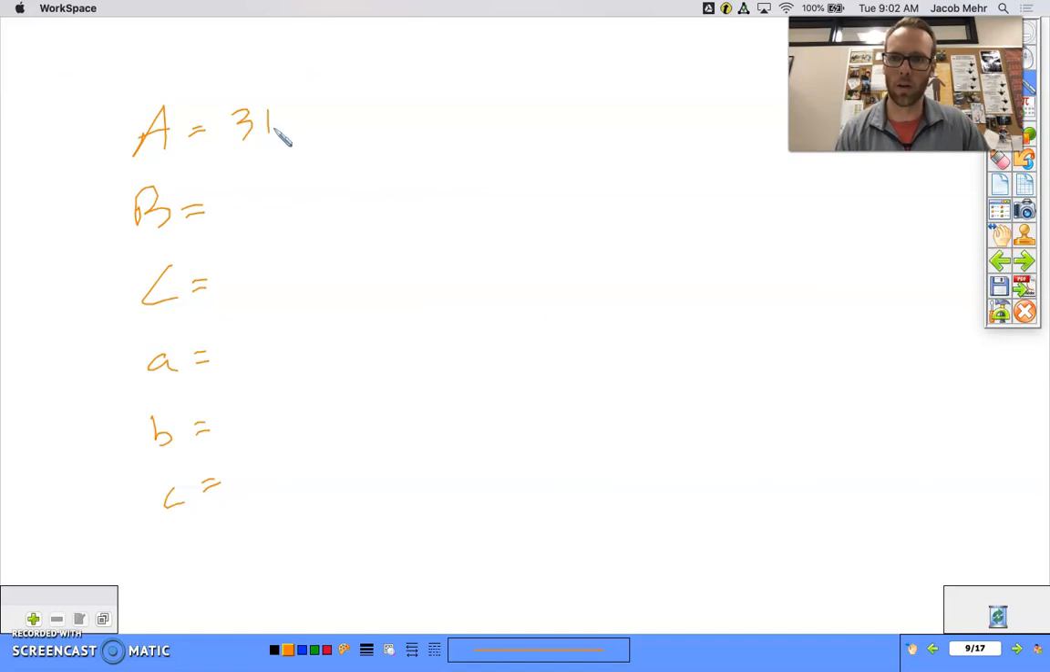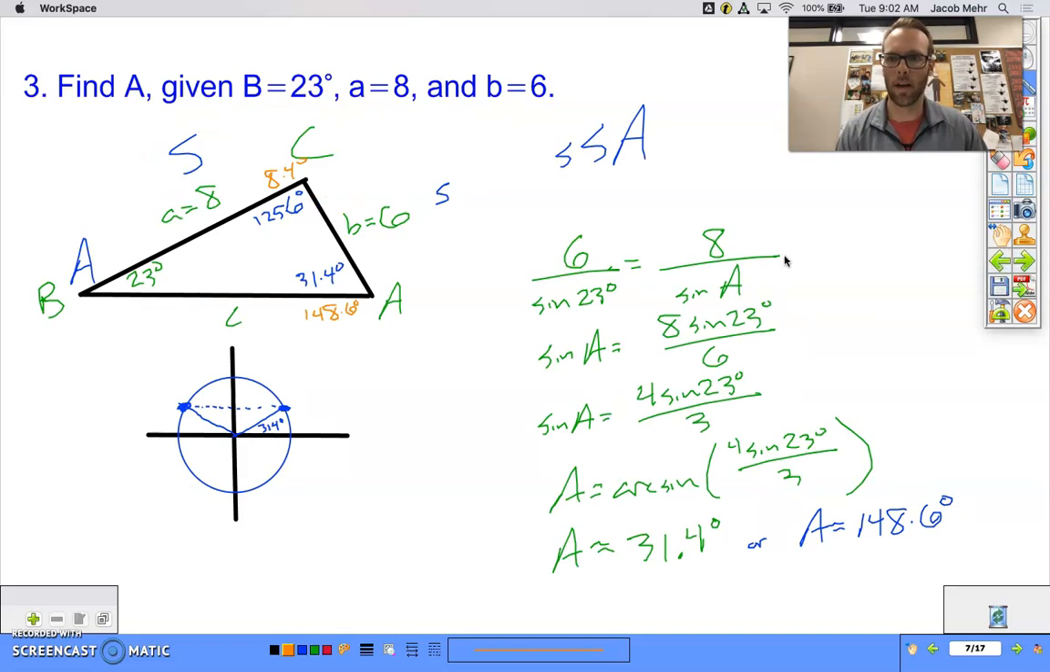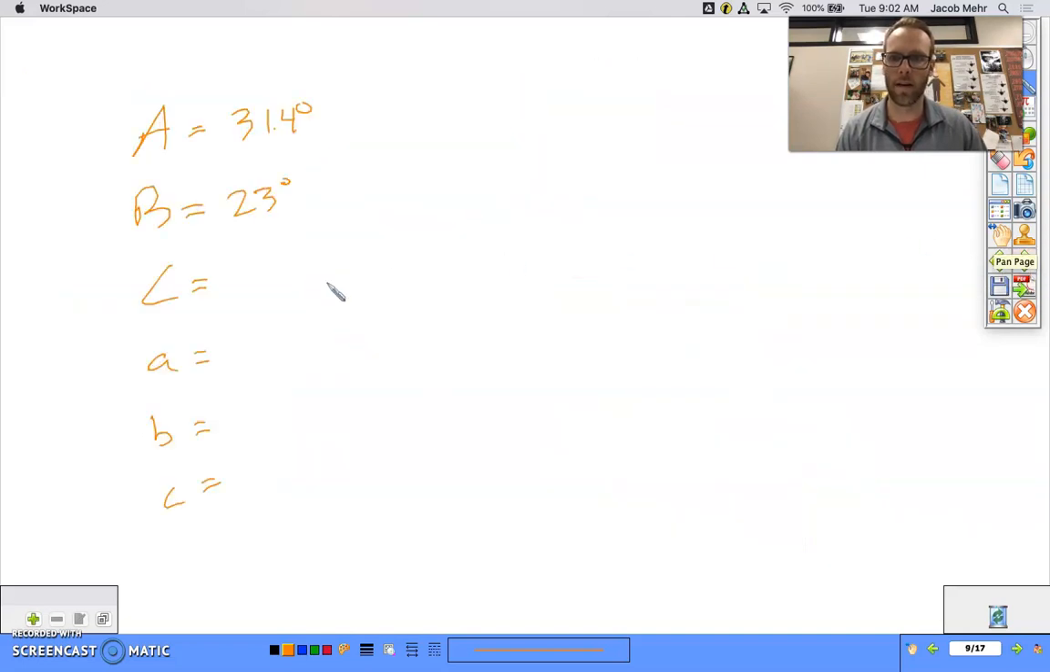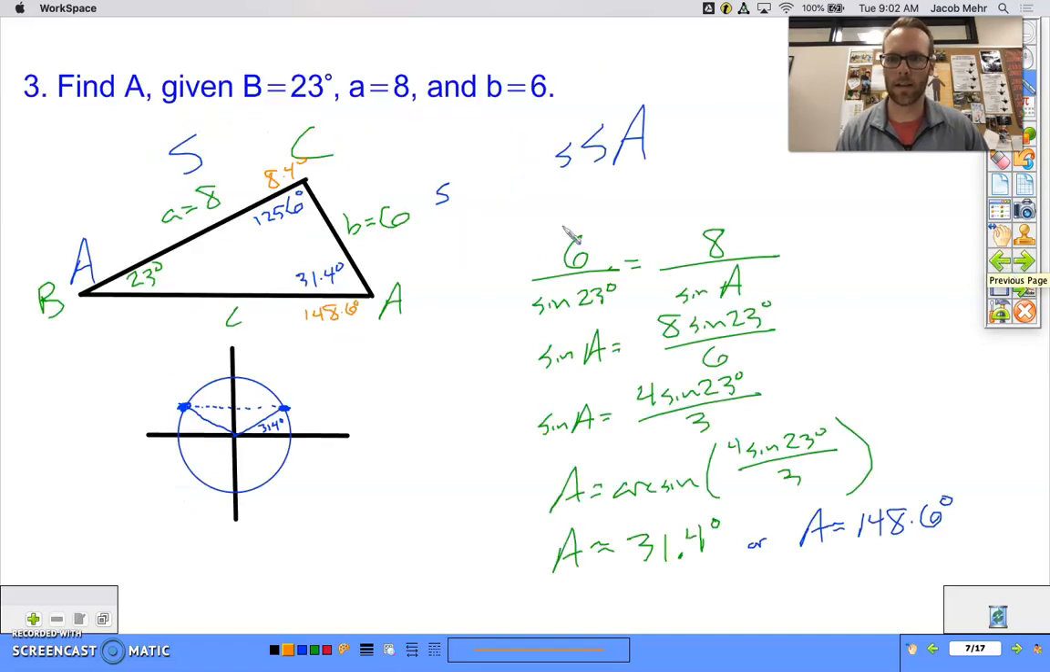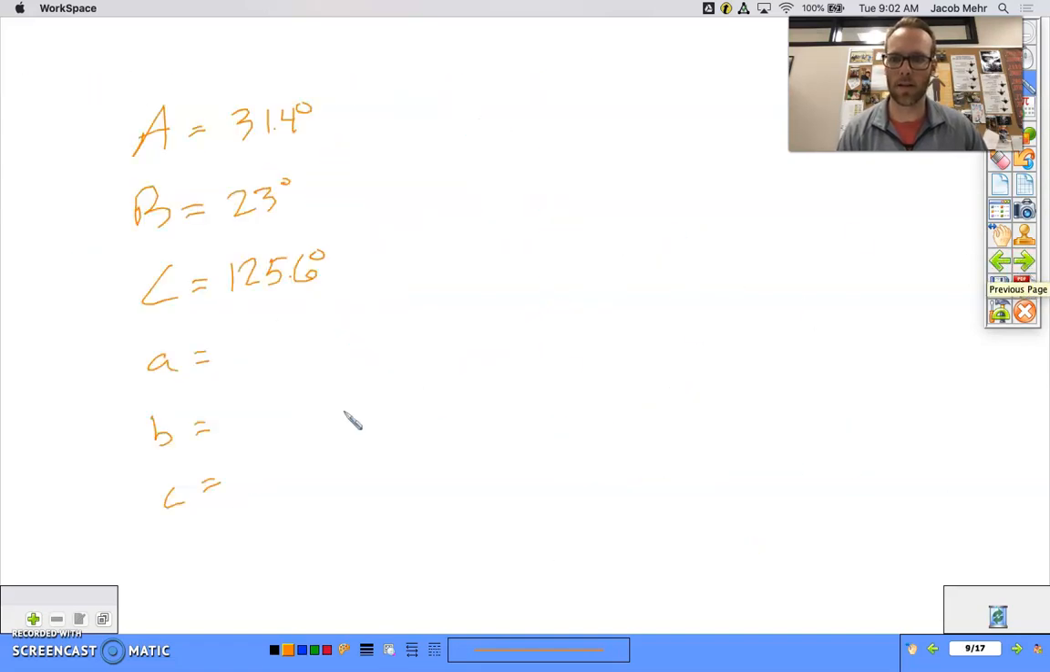So I would say, first scenario, B's 23, A's 31.4. So we've got 31.4, 23, and in that case, C was 125.6. We knew side A was 8 and side B was 6. Now, we still have to find that one. I'm not going to spend time in the video. You use the law of sines with this angle C now to find side C. I'm not going to spend time to do that.